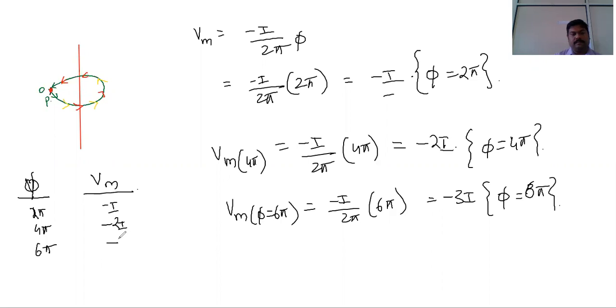Again, go through the same path, again I get 3I. So what you can see here is the point remains the same. Is it not? What am I doing here? I am measuring magnetic potential at a particular point. So if I traverse once, I get one number. I traverse once more from the same point back to the same point again, I get one more different number.